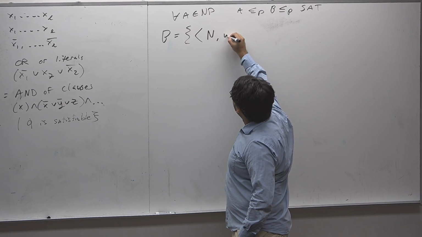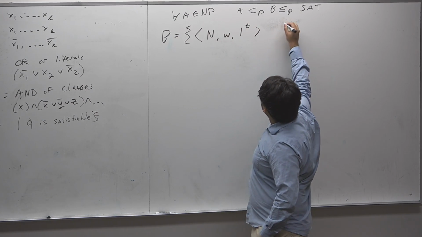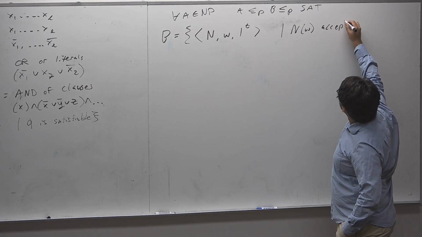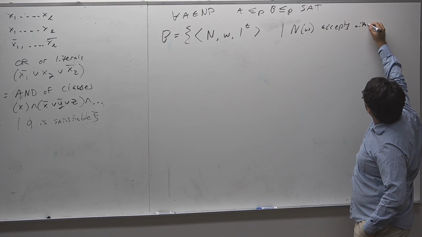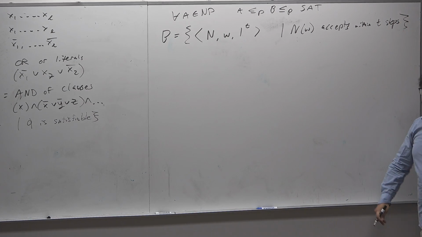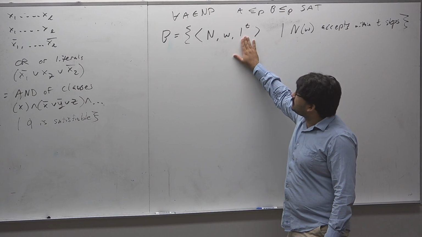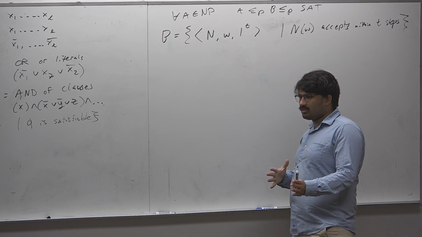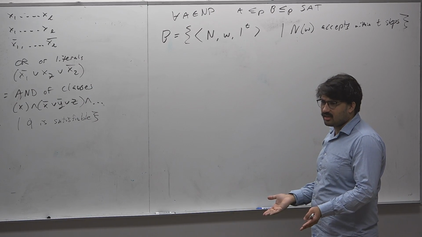Let B be the set of triples N, W, 1 to the T, such that N on W accepts within T steps. Kind of a ridiculous problem if you think about it, but that obviously sounds NP complete. It's kind of like a bounded version of the halting problem, which is strange. First off, this 1 to the T is to make the input length the number of steps, because you want to measure the runtime as a function of the size of the input.